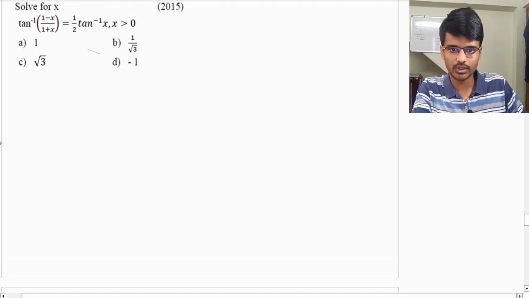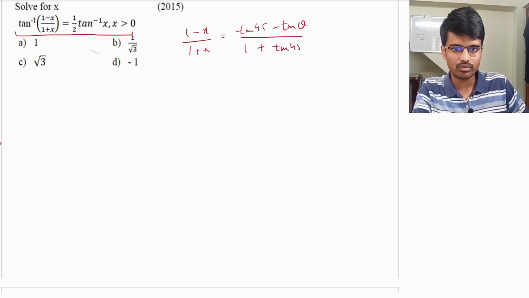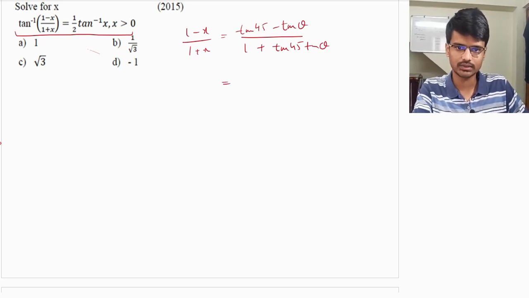Here you need to use your observation skills and look at the question. Tan inverse of 1 minus x by 1 plus x equal to 1 by 2 tan inverse of x. Looking at 1 minus x by 1 plus x, I'm getting some hint. I can write this as tan 45 minus tan theta by 1 plus tan 45 tan theta, right? I can write this, right? Everyone agrees? One second. Yeah, I can write.